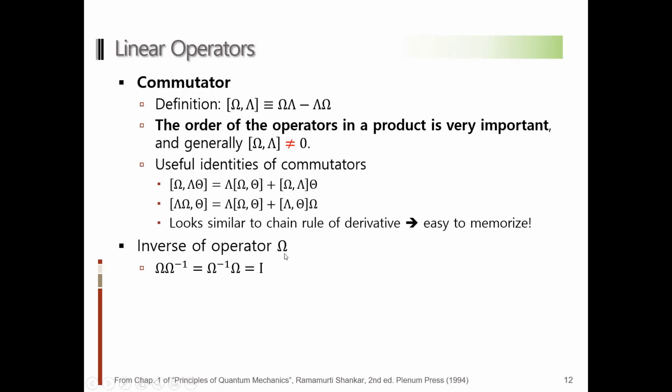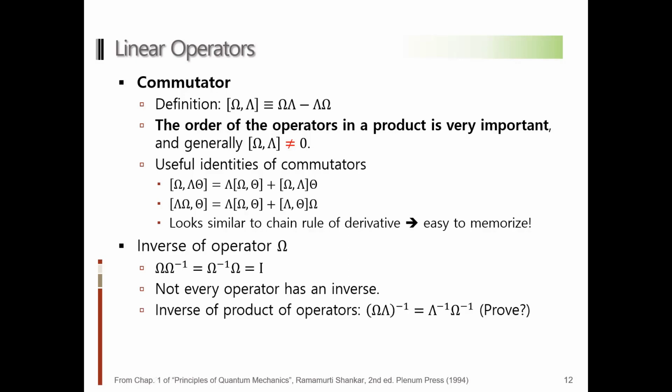For a given operator, if we can find another operator which, when multiplied to the original one, becomes the identity operator, then we call this one the inverse. That is the obvious definition of the inverse. One thing I want to point out is that not every operator has an inverse. This is obvious if you think about matrices. Not all matrices have an inverse, so the same situation applies to operators.